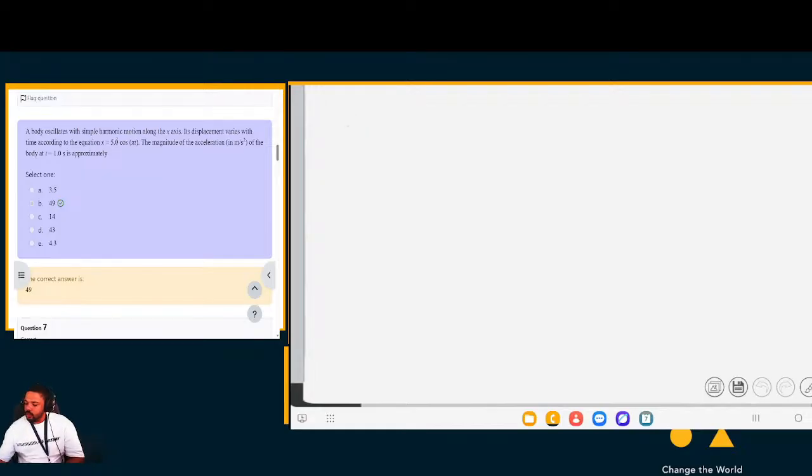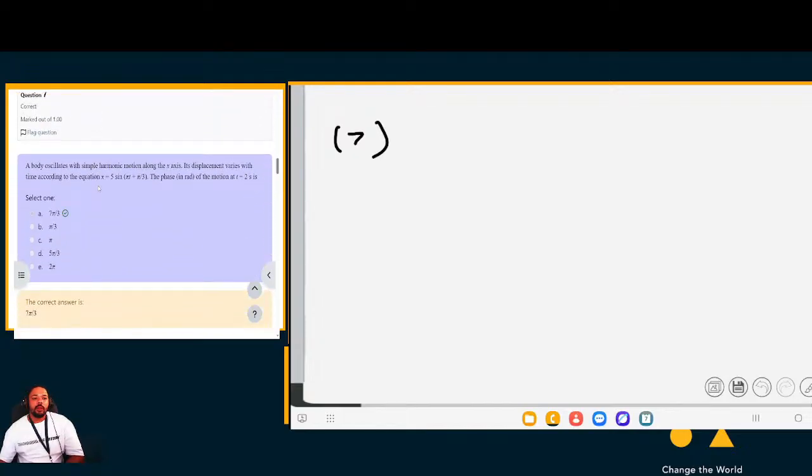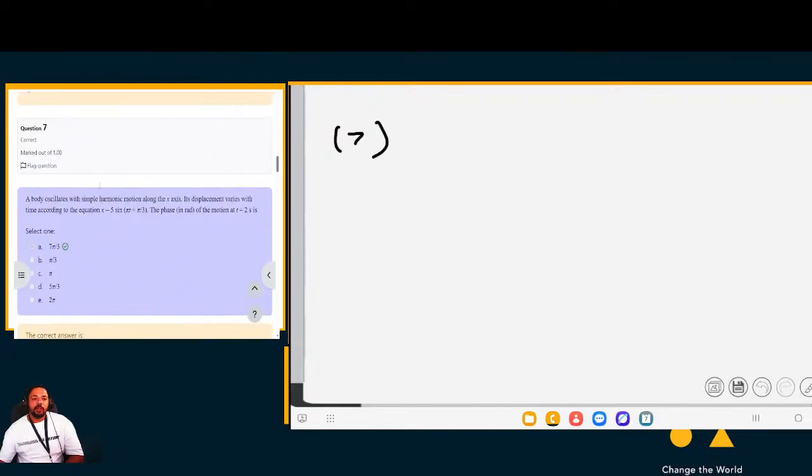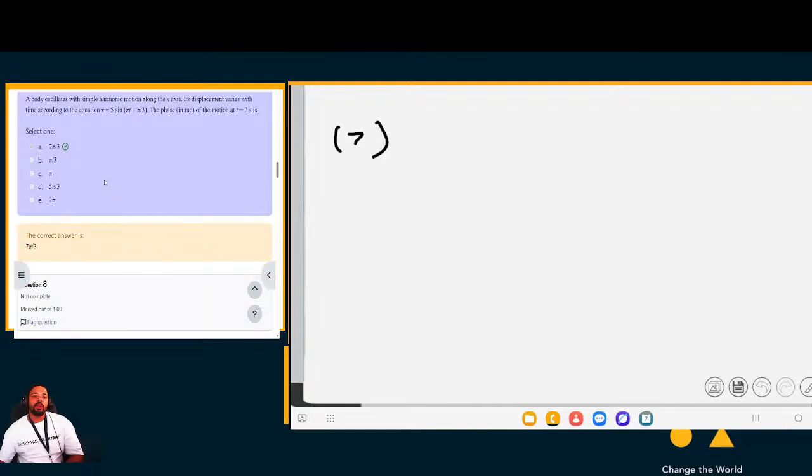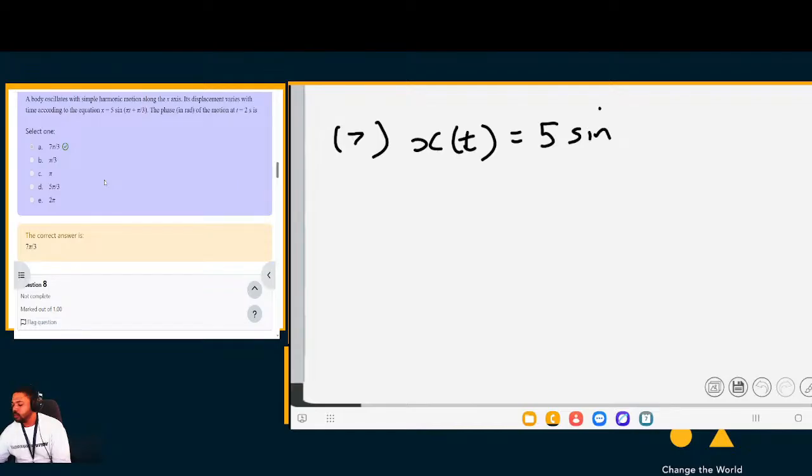Let's say we have a body. Now the next problem is a body oscillates with simple harmonic motion along the x-axis. Its displacement varies with time according to the equation. So again we are given an equation that describes the displacement over time, and that displacement is 5 sine of pi times t plus pi over 3. Okay? That's what they give us.